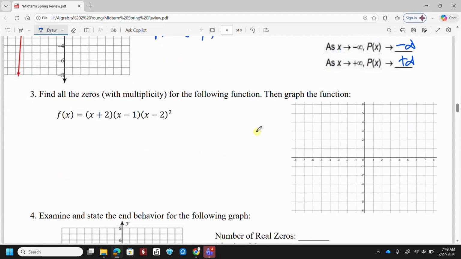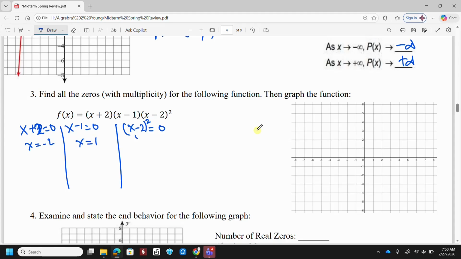So this one, find the zeros. There's 3 groups, so you're going to have to solve 3 different equations. x plus 2 equal to 0, x minus 1 equal to 0, and then you're going to have x minus 2 squared equal to 0, like that. Alright, so you're going to have x equal to negative 2, x equal to 1 here.